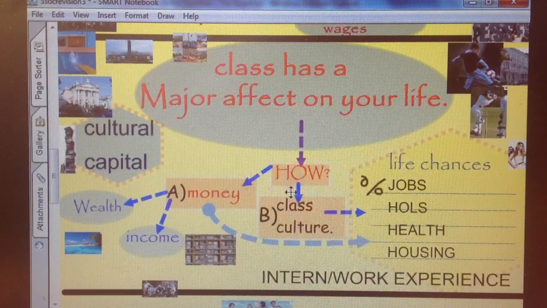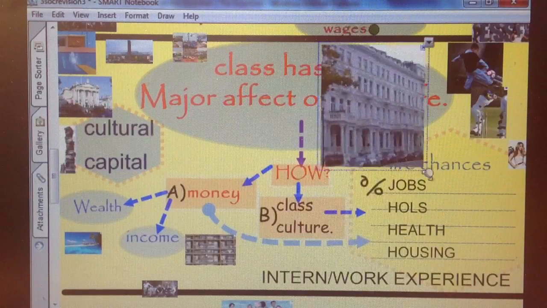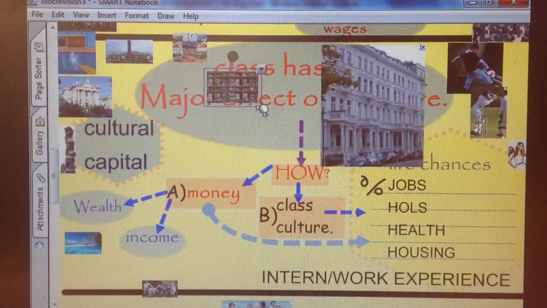But also, there's your class culture. So class affects your class culture. It affects your life chances: your chance of getting a good job, nice holidays, being healthy, having a nice house. If you are middle class, you've got more chance of living here and less chance of living there.